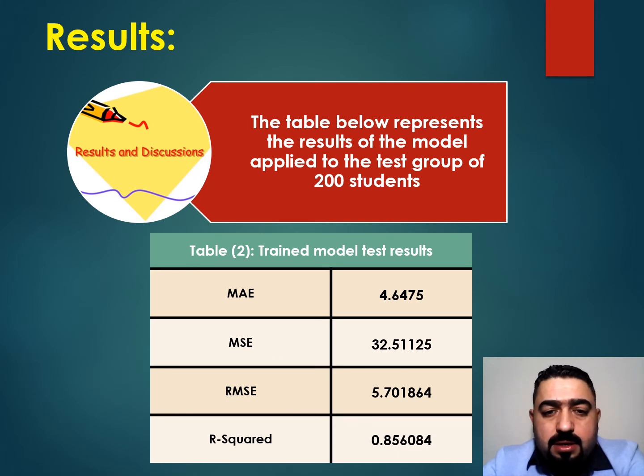Results. The table below represents the results of the model applied to the test group of 200 students. Trained model test results: mean absolute error 4.64, mean squared error 32.51, root mean squared error 5.70, R squared 0.85.